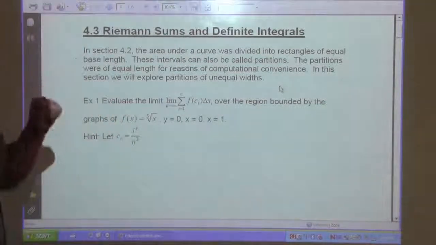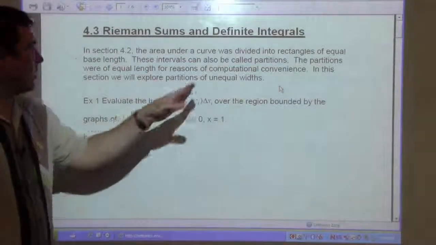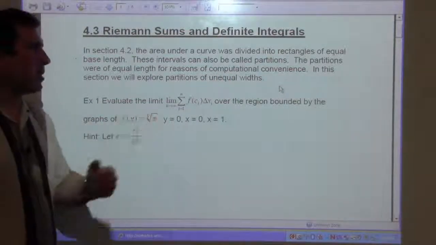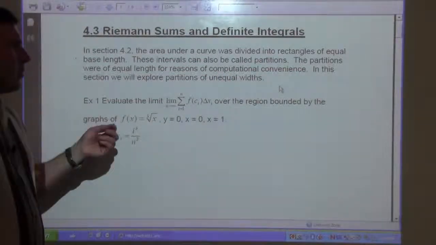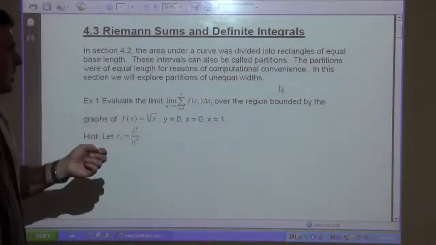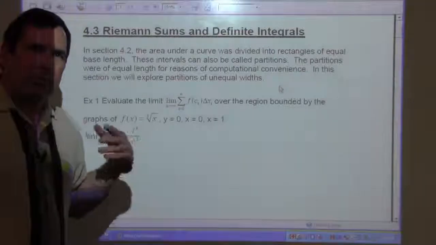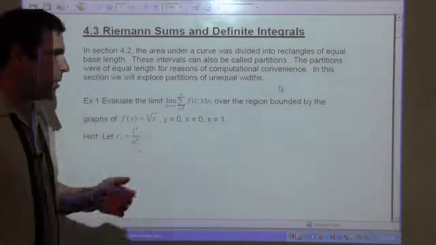In section 4.2, the area under the curve was divided into rectangles of equal base length. These intervals can also be called partitions. The partitions were of equal length for reasons of computational convenience. In this section, we'll explore partitions of unequal lengths, and it can be convenient that way as well.